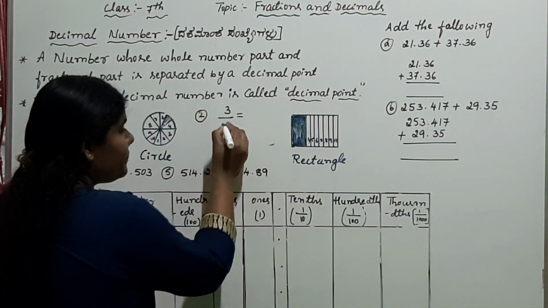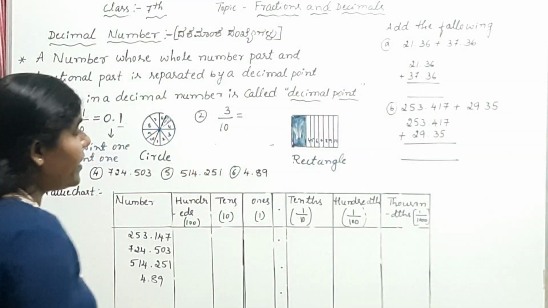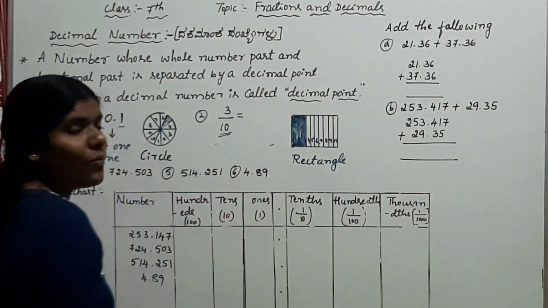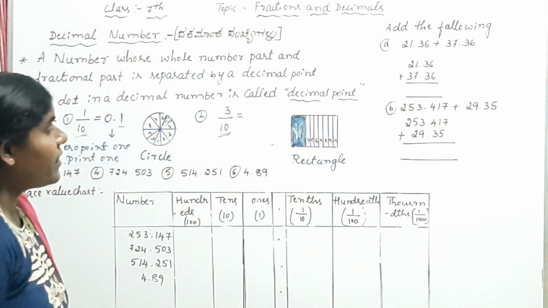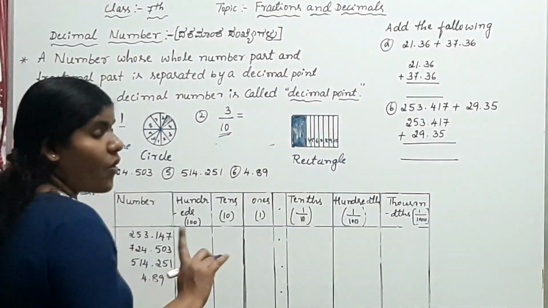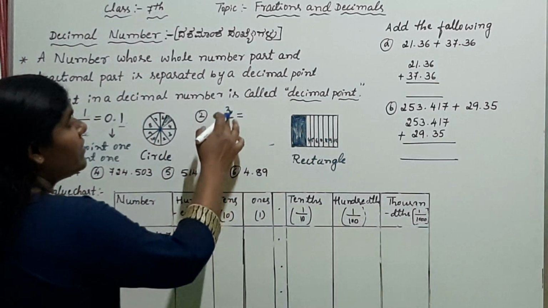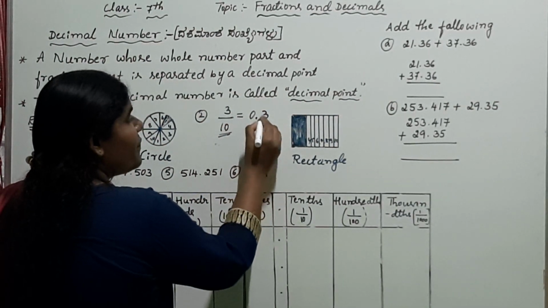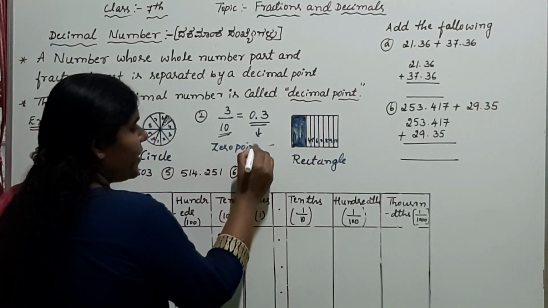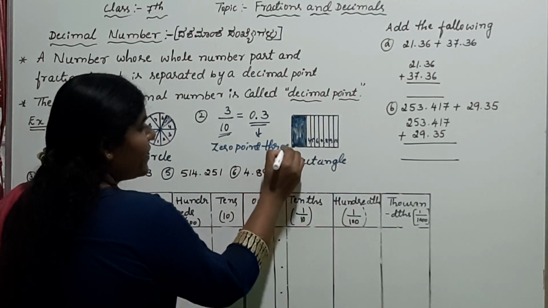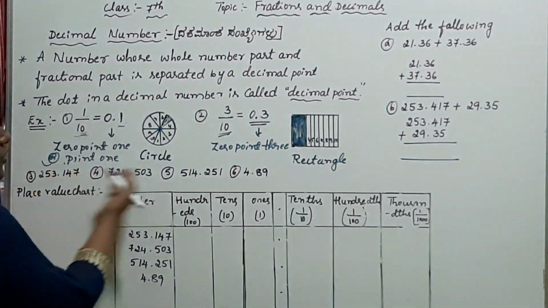Now you see, in the first problem I already explained this. The denominator value is 10. After the 1, how many zeros are there? One zero. This indicates that after the decimal point only one number is present. What is the answer? 3 by 10 is 0.3. How to read this number? 0.3. Next, some more examples I have taken.